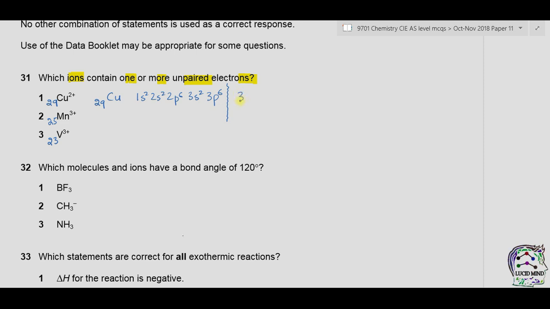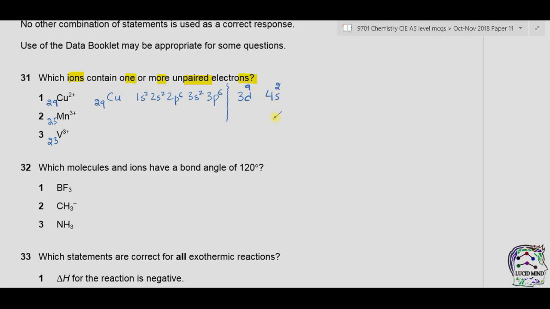Then we have 3d and 4s orbital. As we know that 4s is filled first, then 3d. So as we can see that 11 electrons are left, as we have 29 total electrons. So 2 should be in s orbital and 9 should be in d orbital.